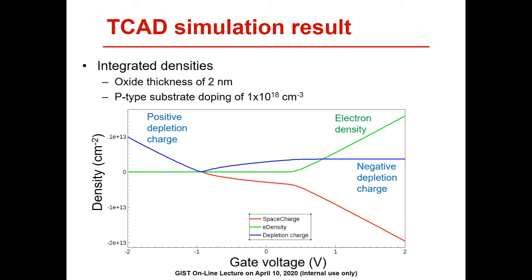However, it is not a straight line. It can be decomposed into two terms. One is related with the depletion charge. Its absolute value is shown as a blue curve. Another term is related with the inversion electrons. Up to about 0.5 volt, this term is negligible. Beyond that voltage, it becomes a dominant term.